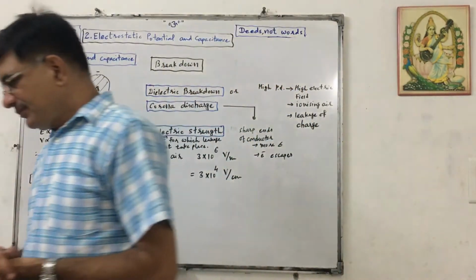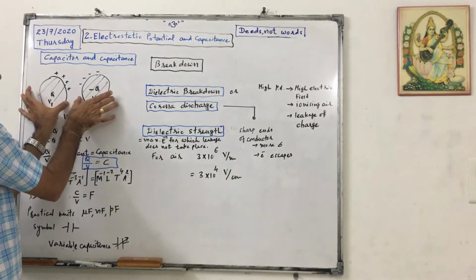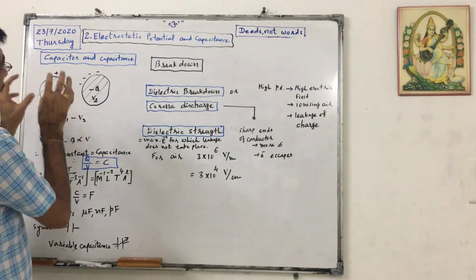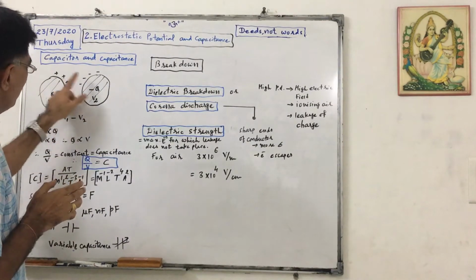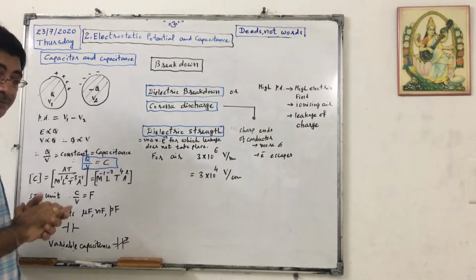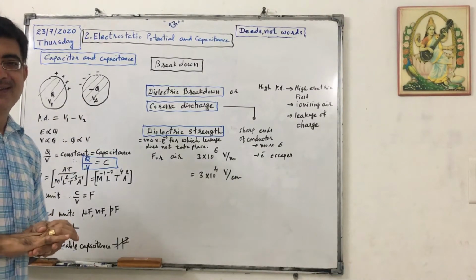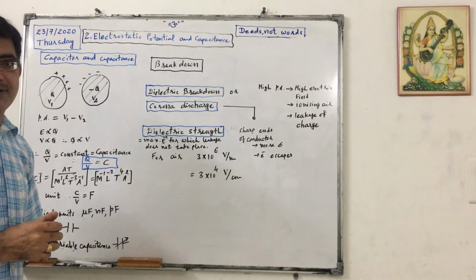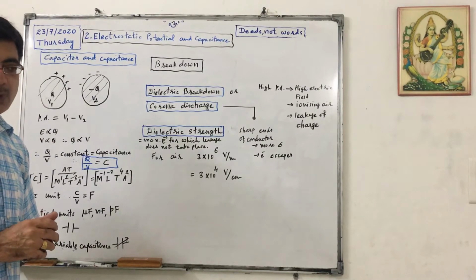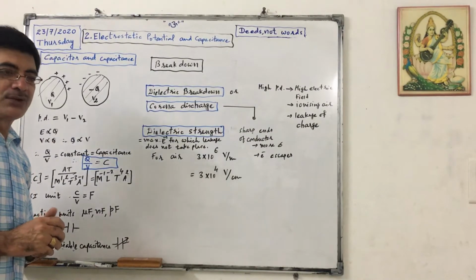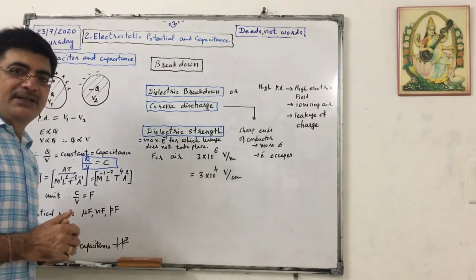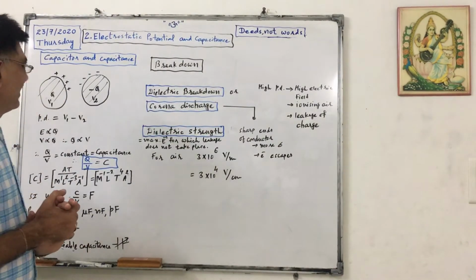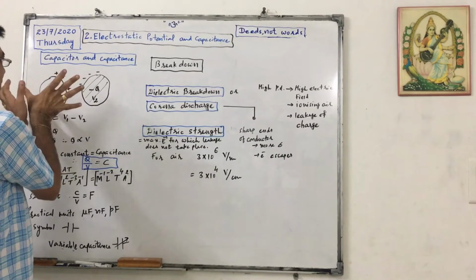How to define? We have two conductors, conductor 1 and conductor 2, having equal and opposite charges, meaning this has plus q charge and this has minus q charge. They are separated by an insulator. We will call it a dielectric. It is non-conducting or a poor conductor. Actually, 100% non-conducting material is not possible, so we say poor conductor or insulator. We will put it here, and this system is called a capacitor.